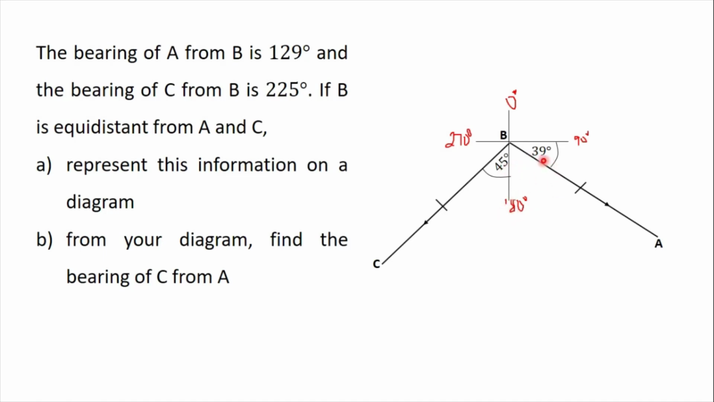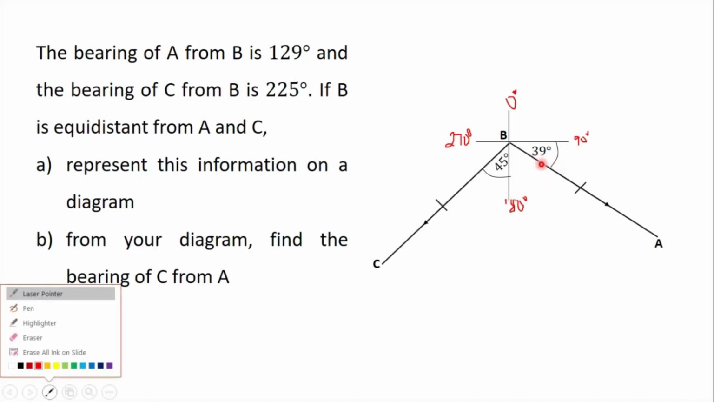So we know that 39 is close to half of 90 degrees. So draw it in such a way that it will cover about half or something close to half of the 90 degrees. Don't draw it so small. Now this is what I mean.